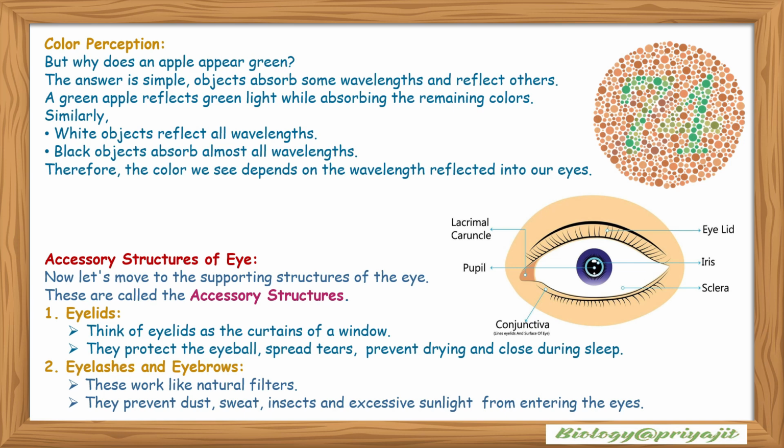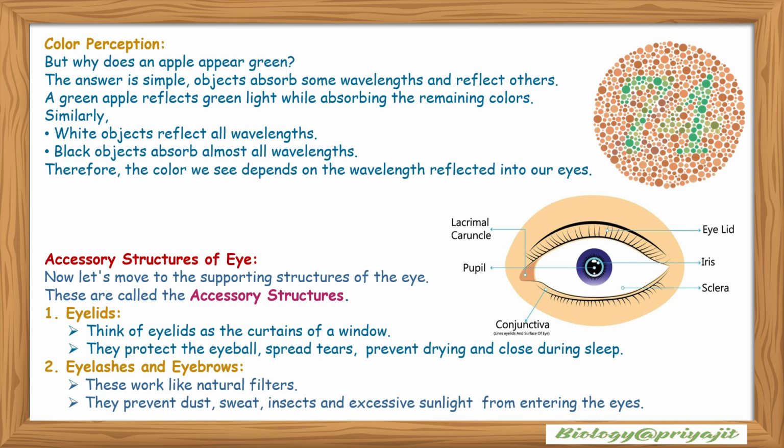Color perception. But why does an apple appear green? The answer is simple. Objects absorb some wavelengths and reflect others. A green apple reflects green light while absorbing the remaining colors. Similarly, white objects reflect all wavelengths. Black objects absorb almost all the wavelengths. Therefore, the color we see depends on the wavelength reflected into our eyes.